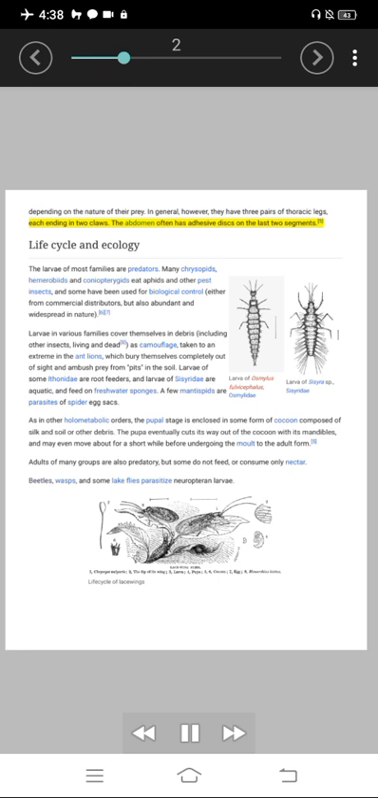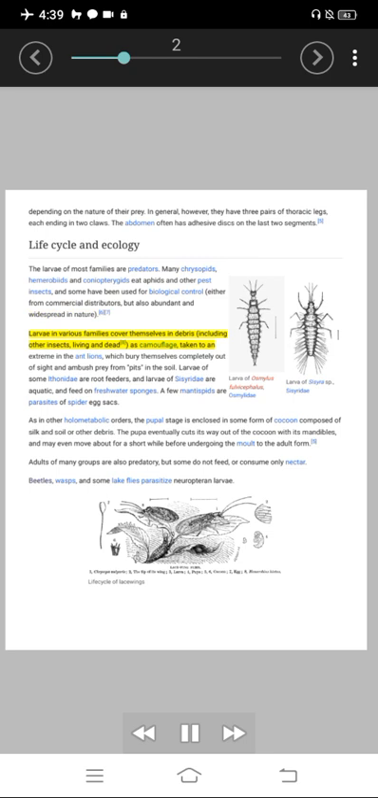The larvae of most families are predators. Many chrysopids, hemerobiids and coniopterygids eat aphids and other pest insects, and some have been used for biological control, either from commercial distributors, but also abundant and widespread in nature. Larvae in various families cover themselves in debris, including other insects, living and dead.